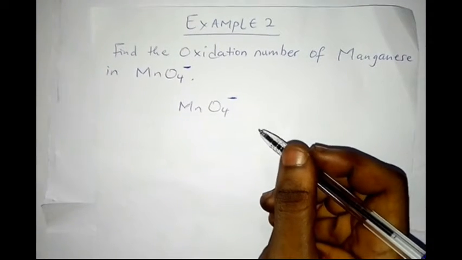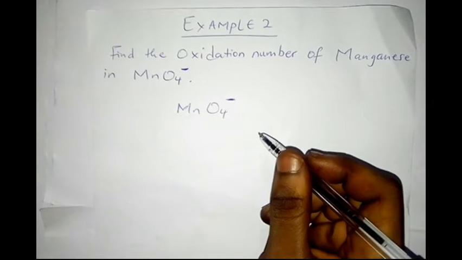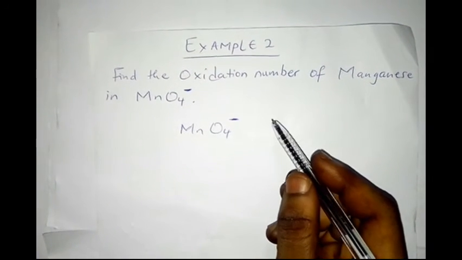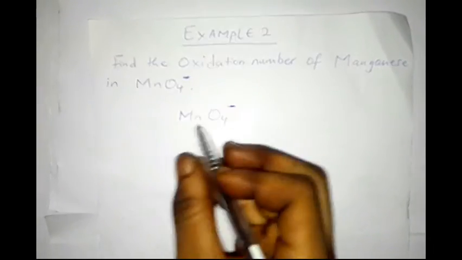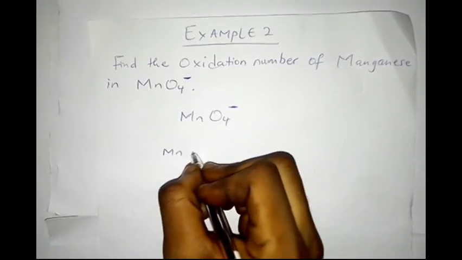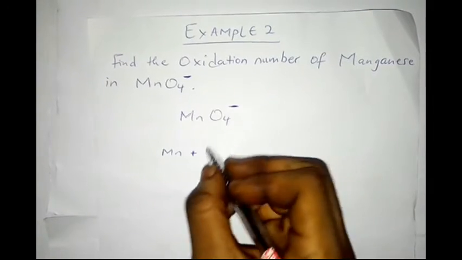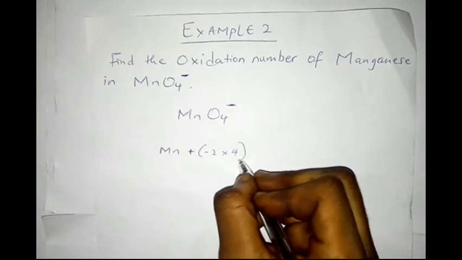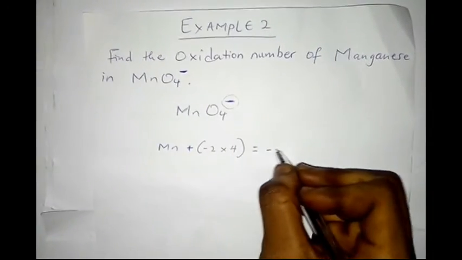So now remember that rule 8 says that in an ion which has more than one type of atom, the sum of the oxidation numbers of all the atoms is equal to the net charge on the ion. So since we are looking for the oxidation number of manganese, we are going to have Mn that we are looking for plus, what is the oxidation number of oxygen? Remember that it is -2. -2 multiplied by how many atoms of oxygen do we have here? 4, will be equal to the net charge here, which is -1.